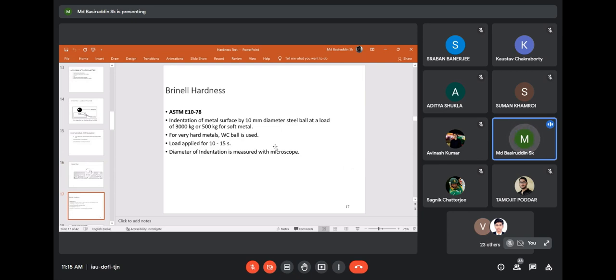Now, one thing I forgot: whenever you go for indentations, first you have to put the measured load and then hold it for a certain period of time, such that the indentation properly happens and becomes stabilized. That particular time is called the indentation time or dwelling time. Generally, in the Rockwell hardness test, Brinell hardness test, or other hardness testing processes, we try to maintain this time at 10 to 15 seconds, or in certain cases, for example, 30 seconds.